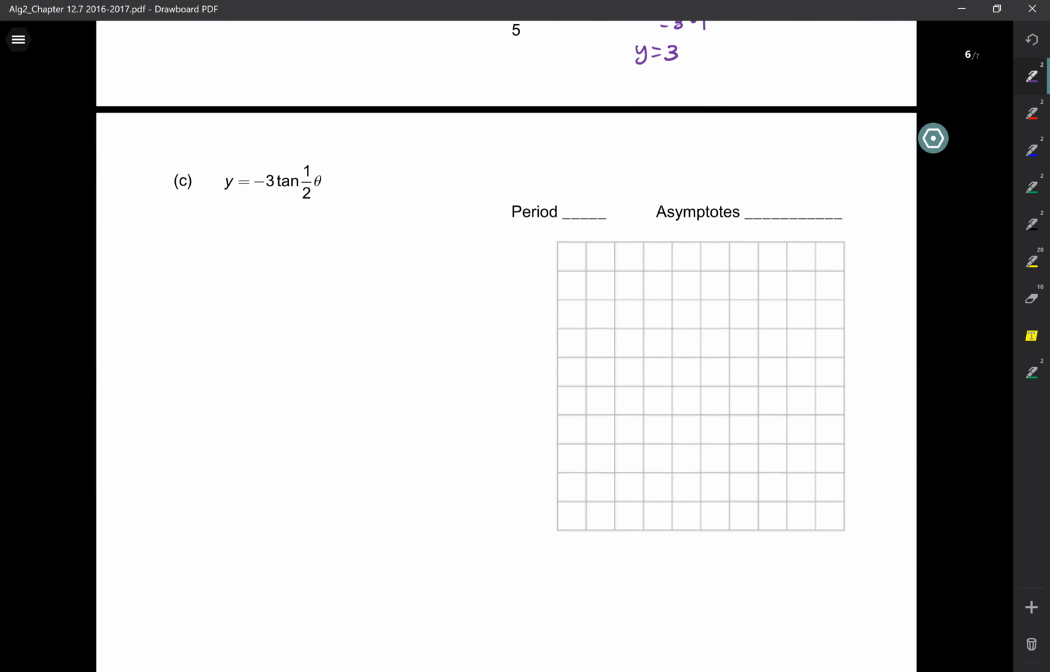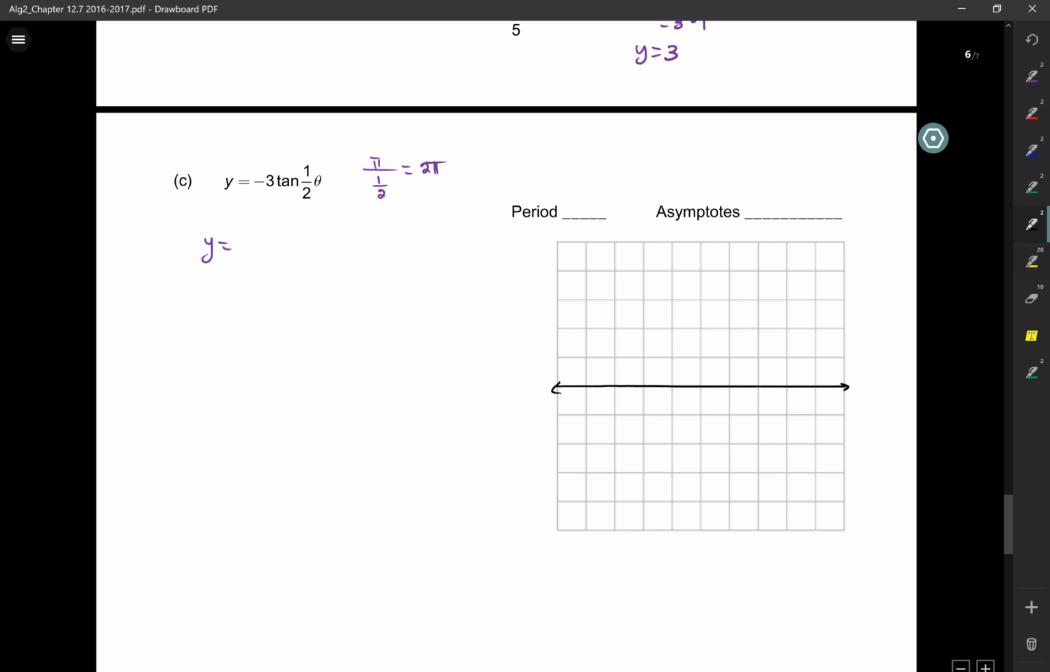All right, let's do one more. So here we have y equals -3 tangent half theta. What is the period going to be? The period is pi over 1/2, which is how much? 2 pi, right? It's 2 pi. 360, right?